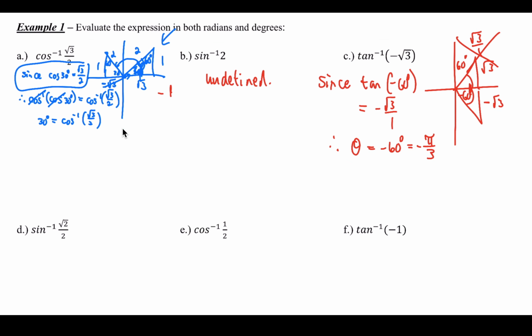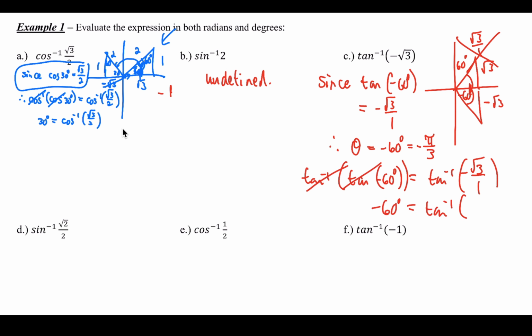Okay, and then you can do the inverse thing if you want again. You can do the same thing and say, I know that tangent of negative 60 degrees equals negative root 3 over 1. Therefore, if I take the inverse tangent of both sides, this cancels and I get negative 60 equals the inverse tangent of negative root 3 over 1, which is the question that we were asked in the beginning.